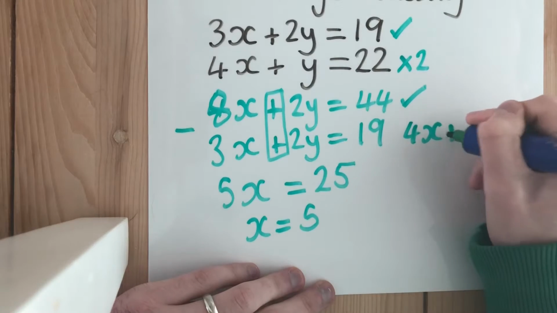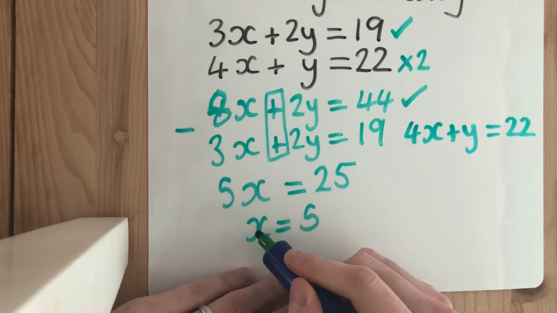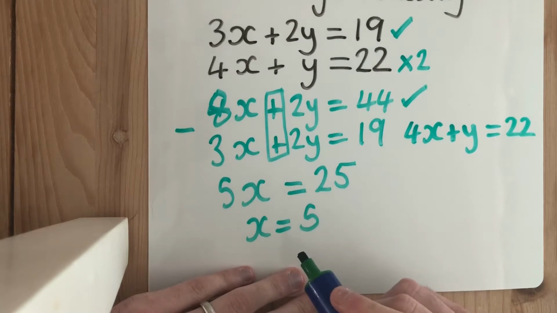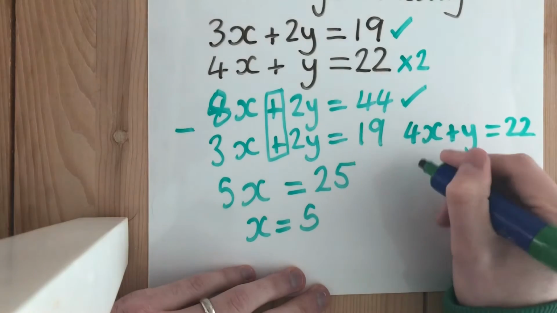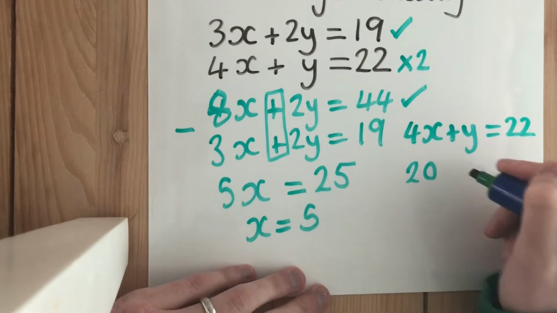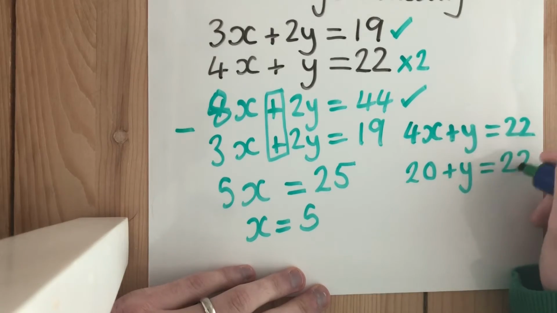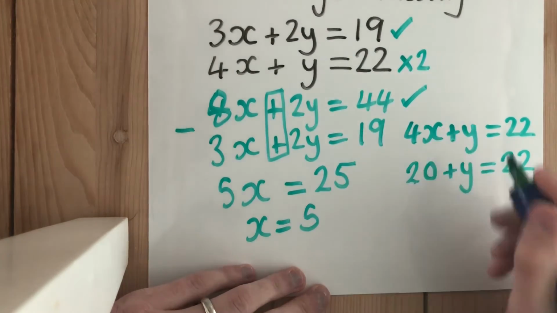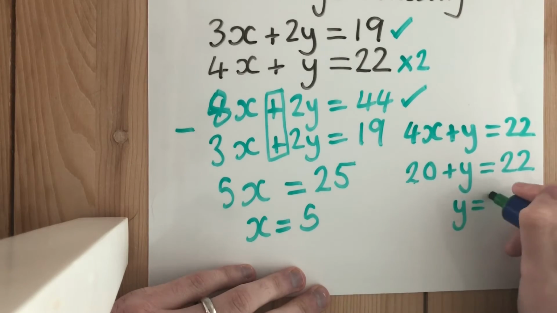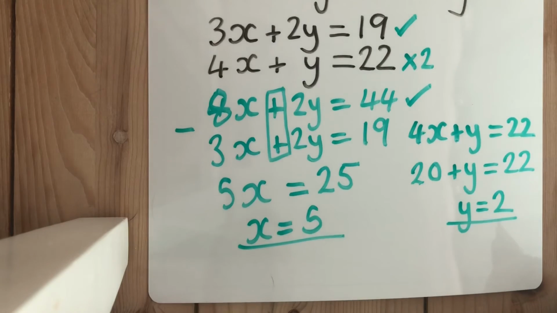So I rewrite my second equation, and I'm substituting in a value of x equals 5. Now 4x means 4 times x. So 4 times 5 gives me 20, plus y, and that equals 22. So 20 add something equals 22. Well, my something must be 2. Once you find your value for x and your value for y, you are done.